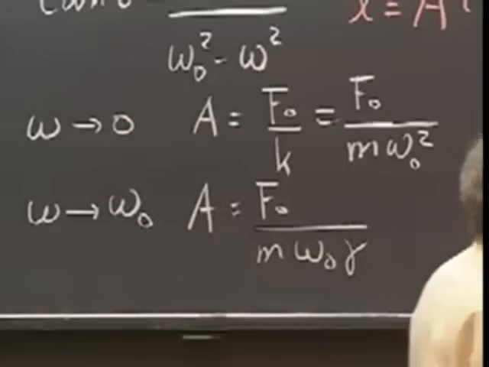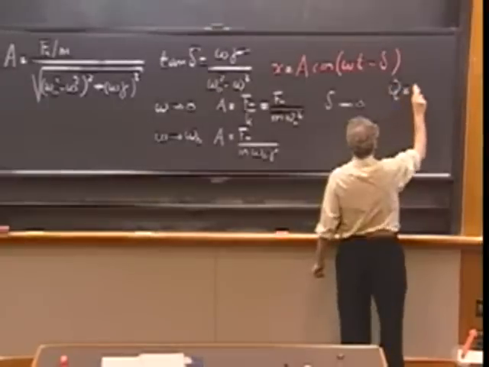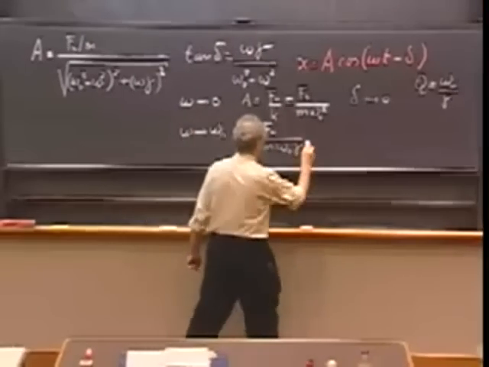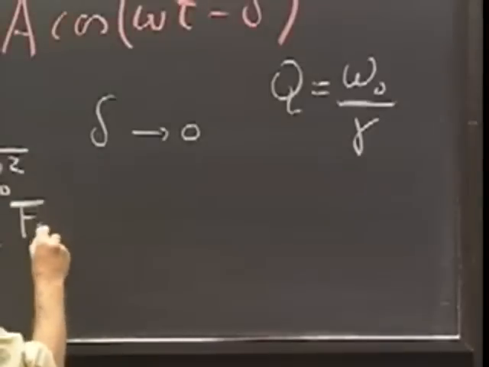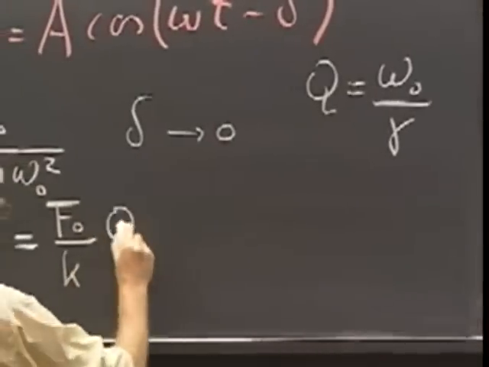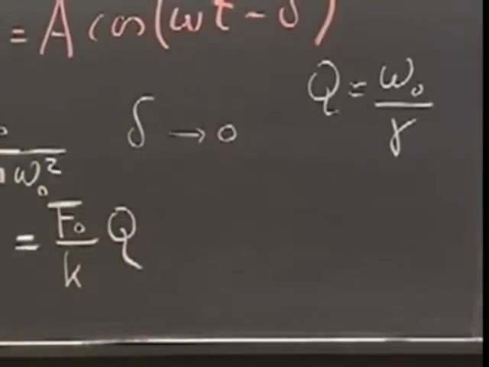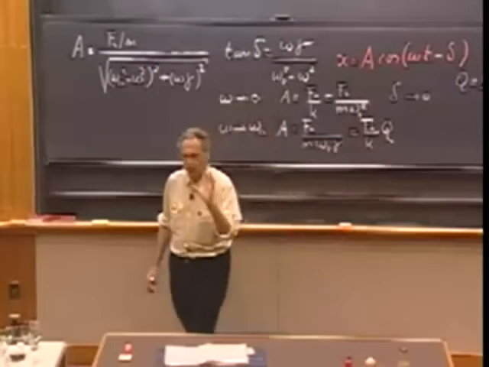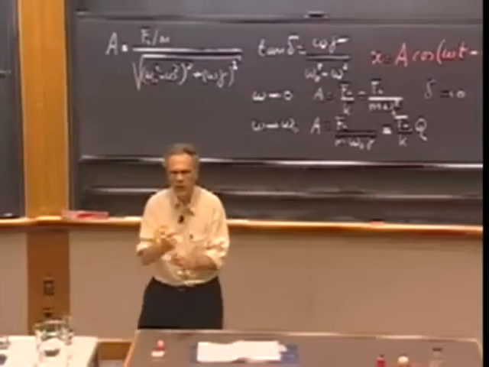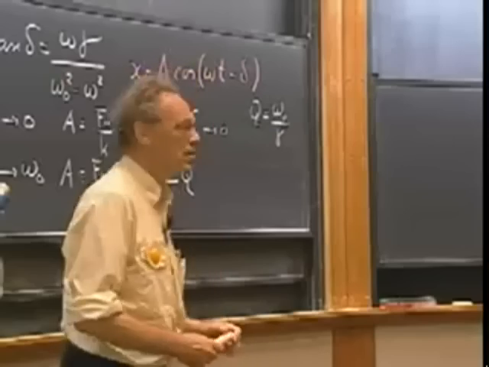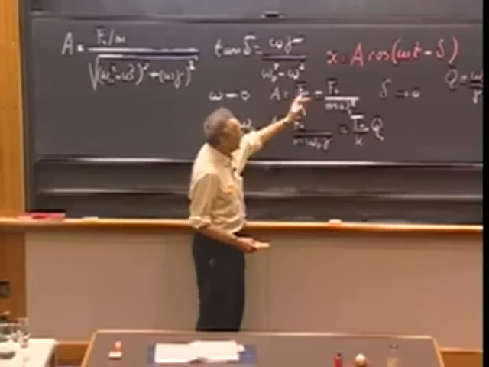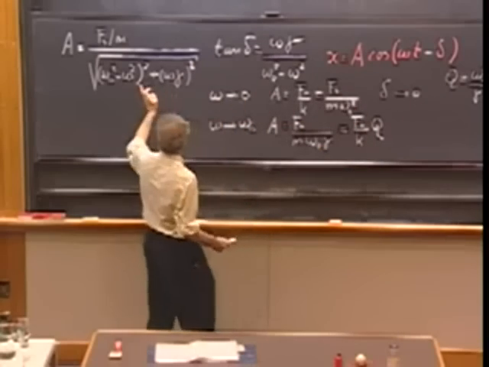Well, if you remember that we introduced a quality factor Q, omega 0 divided by gamma, which is a dimensionless number, then you can also write this as F0 divided by k times Q. But it's nice to remember that at resonance, if you define this as resonance, the amplitude of the object is Q times higher than what it would be at extremely low frequency. This is interesting to remember. So this is the amplitude at very low frequency, and when you drive it at resonance, it is Q times higher.